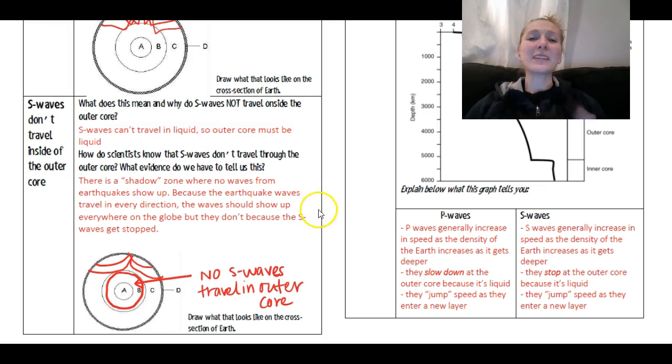So we get these shadow zones, and these shadow zones would be kind of down here where you would expect the wave to continue, but nothing occurs there at the stations that would be recording seismic data. So that tells us that the waves are getting stopped somewhere, and it ends up being that there's liquid around this solid core of the inner core.